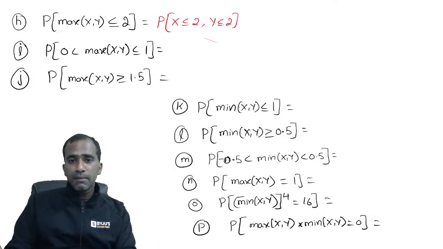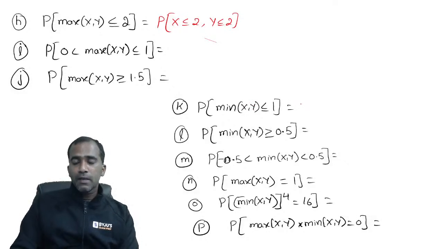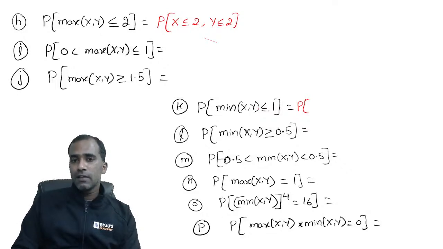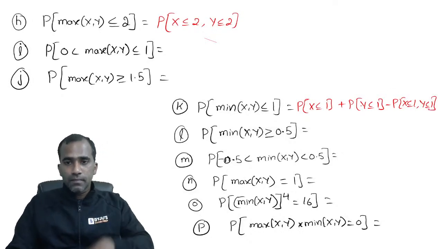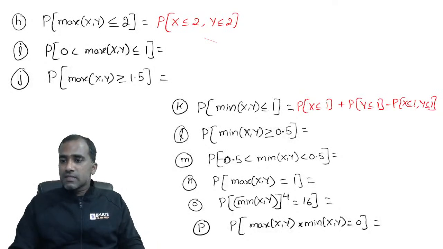Similarly, the minimum will be less than 1 if one of them is less than 1. If one of them is less than 1, then that is sufficient for us. If x is less than or equal to 1 or y is less than or equal to 1, and let us subtract the common case, which is x less than or equal to 1 and y less than or equal to 1. We have discussed this in the previous slides.